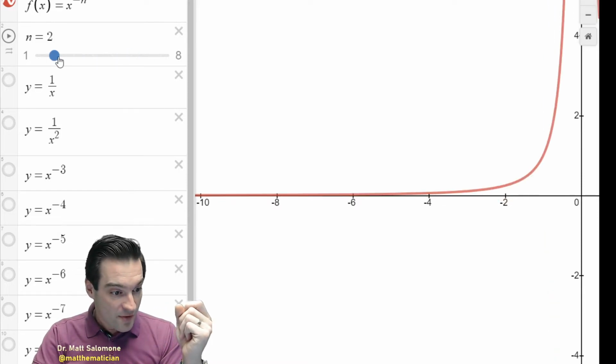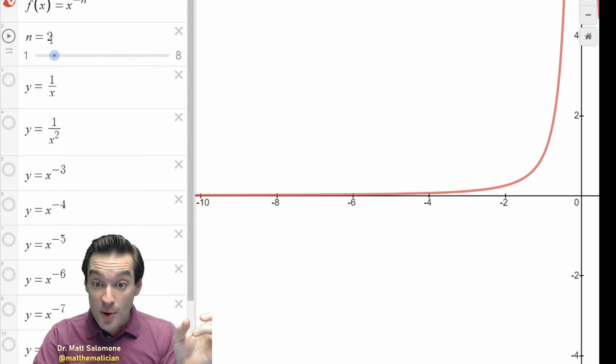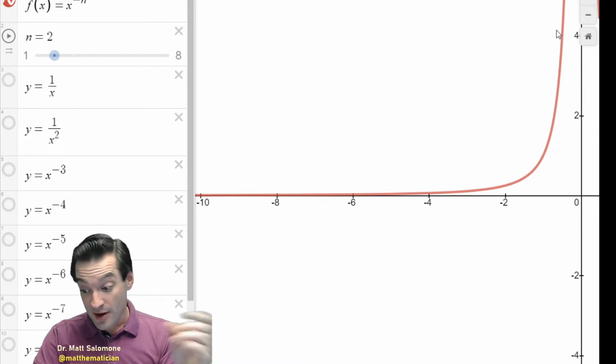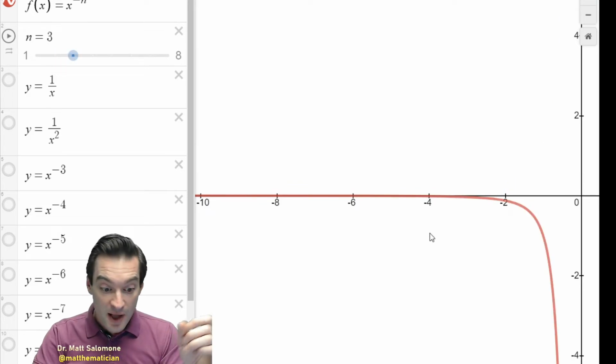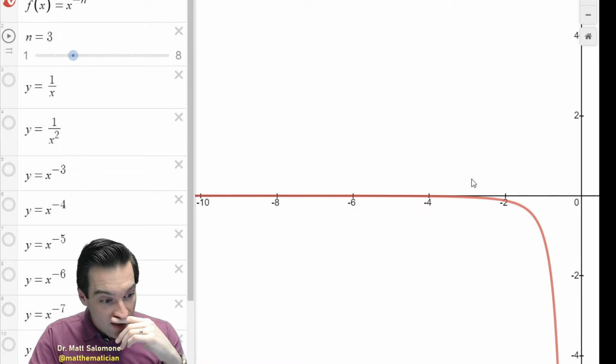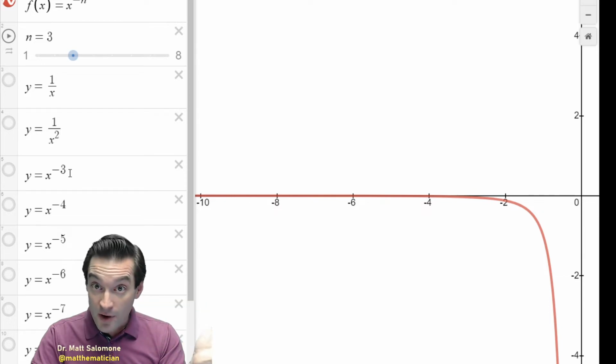So just to quantify it, it appears that when n, my exponent, is even, that's when we tend to positive infinity as x tends to 0 from the left. And when my exponent is odd is when f of x tends to negative infinity as x tends to 0 from the left. And again, it shouldn't take too much grappling to figure out why that's the case.